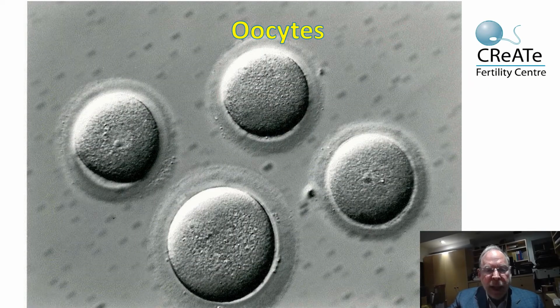This shows what an egg, or oocyte, looks like, and around it is the zona pellucida, the coating around the egg which the sperm must penetrate in order to fertilize an egg.